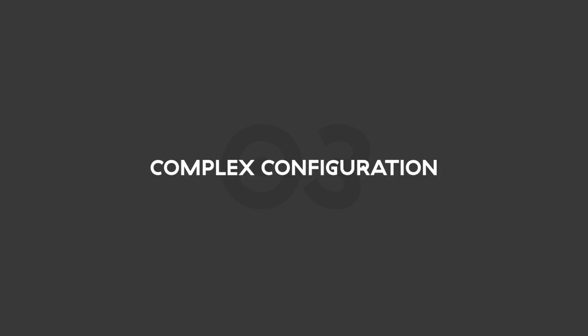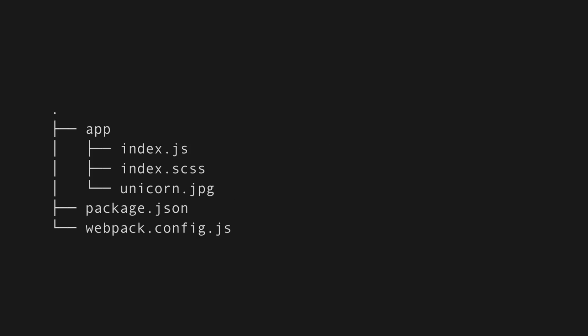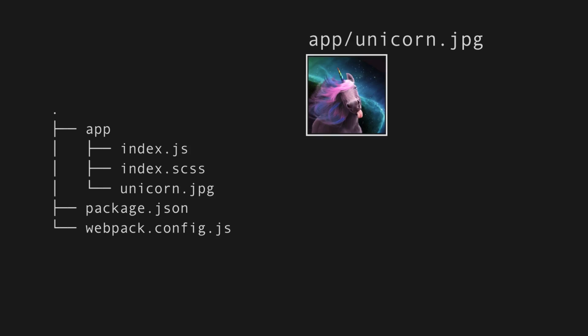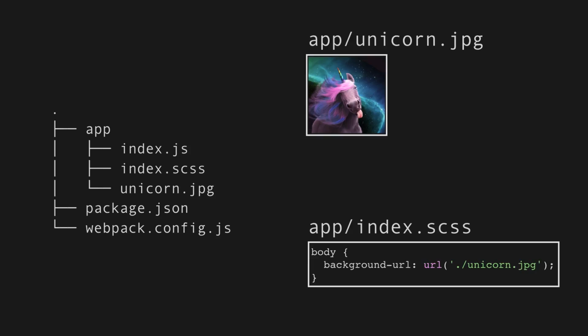So let's imagine this is our simple project structure. We have our index file, index SCSS, and unicorn.jpg. Again, our unicorn. And we want to set that unicorn as a background image on a web page. And here we write a simple SCSS code, which, now this is important to note, we require unicorn.jpg. And of course, we have to require that file in our entry point.